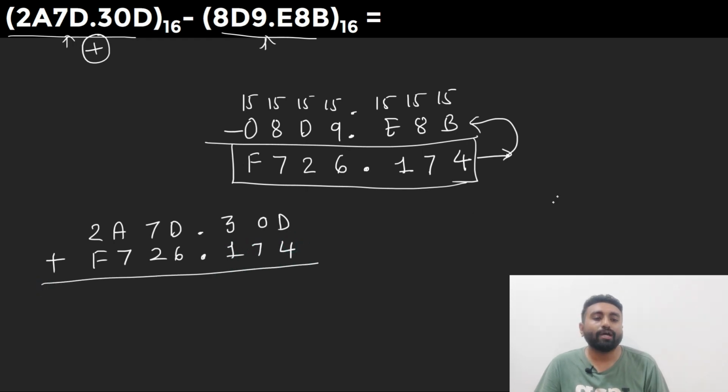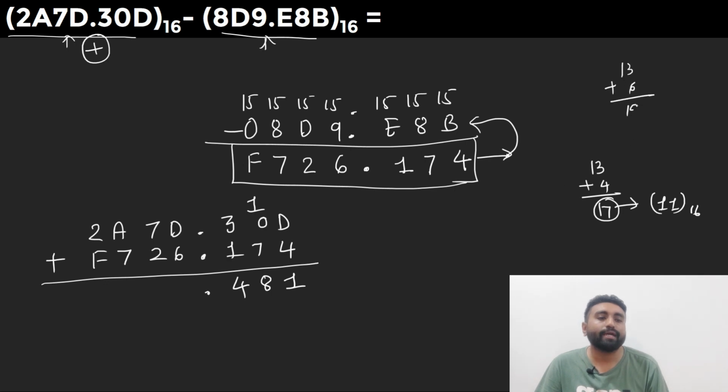So D is going to be how much? D is basically 13. 13 plus 4, if you do, it is going to be how much? 17. So it is basically 11 in hexadecimal. So our answer will be 1 over here and 1 as a carry. So 7 plus 0 plus 1, it is going to be 8. 3 plus 1, it is going to be 4. Now D plus 6, again D is 13, plus 6 if we do, it is going to be 19. So it is going to be 13 in hexadecimal. Okay, so our answer will be 3 over here and 1 as a carry.